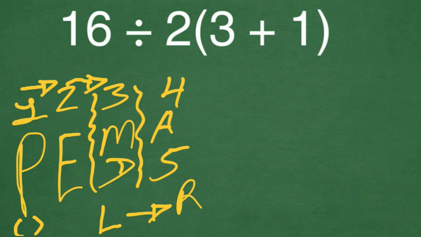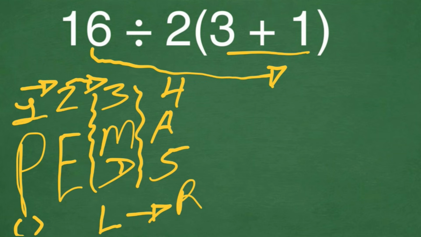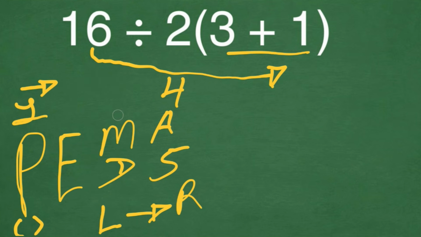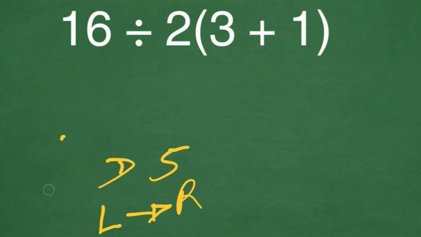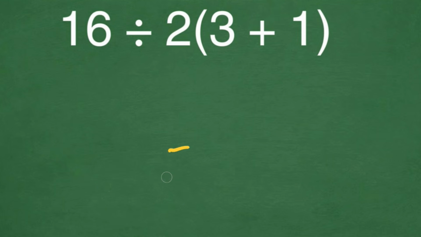They have equal priority. Meaning in this equation, after we solve the parentheses, we have to start from 16, and we are going to solve the problem all the way down to the end. So that is the right sequence to do, and that is how we are going to arrive at the right, consistent answer every single time.